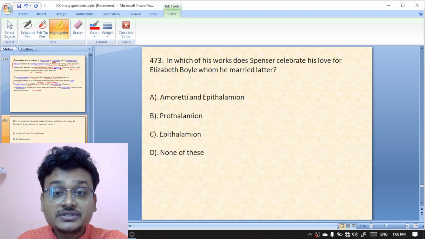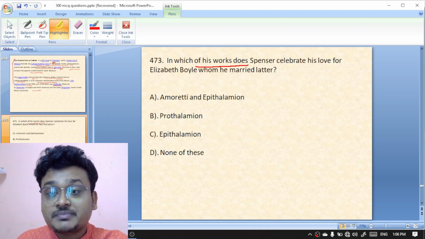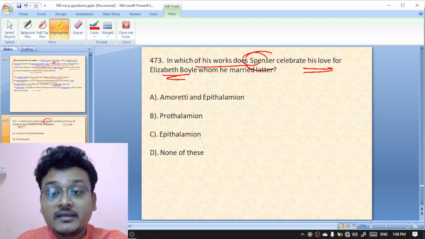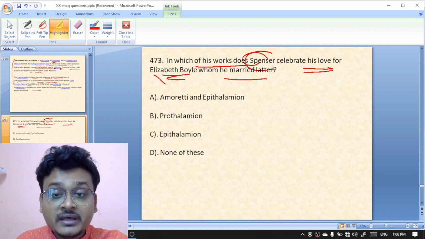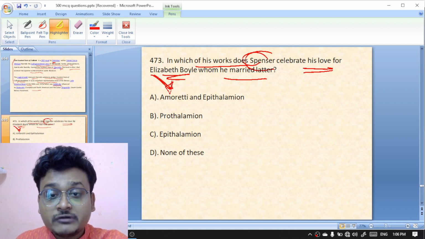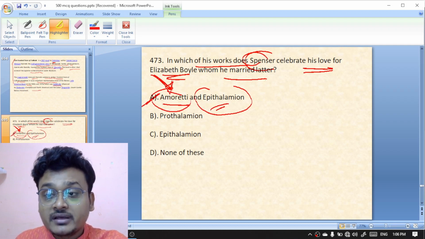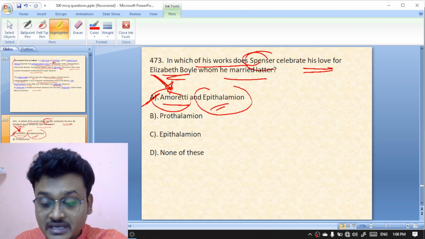So yeah, now next question. In which of the works does Spenser celebrate his love? Spenser celebrated his love for Elizabeth Boyle, whom he married later. So E for Epithalamion. To remember, there's a trick: E for Epithalamion and Amoretti. Amoretti and Epithalamion, both of these works. So here Amoretti and Epithalamion were the works where Spenser celebrated his love for Elizabeth Boyle. So A is the right option here.